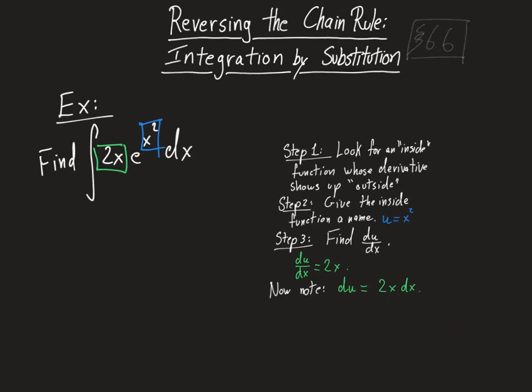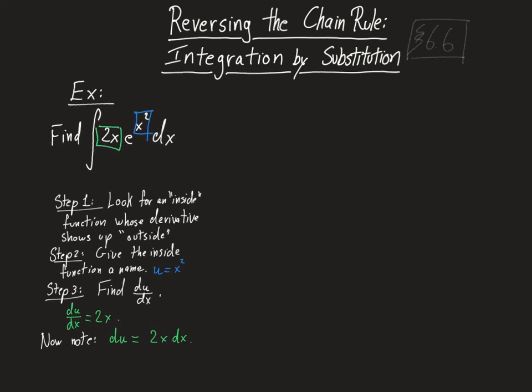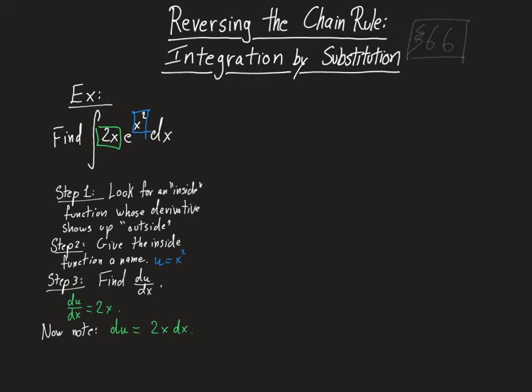Okay, so these are the first couple of steps that we're going to be doing. In order to do a substitution, we have to figure out what substitution we're making. And the substitution goes as follows. You find what substitution you need to make by looking for an inside function whose derivative shows up outside. You give this inside function a name, and then you find its derivative. I almost always in this course will use the letter u for my substitution, and then its derivative will be du dx. Specifically, you're looking for u, and you're looking for du, which will be the derivative of u times dx. Okay. This leads to step 4.